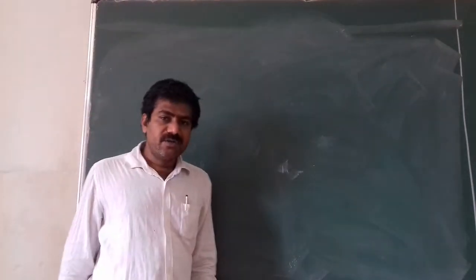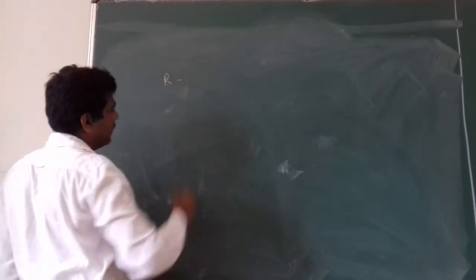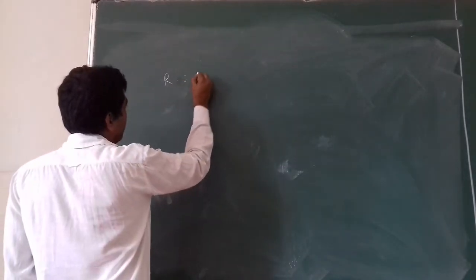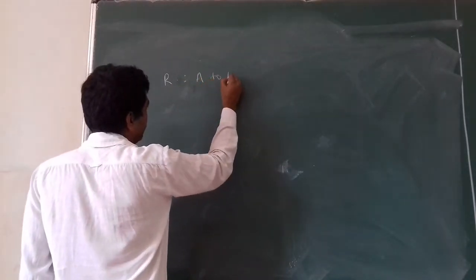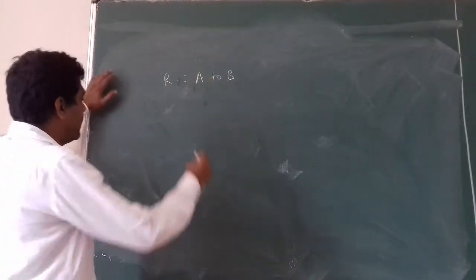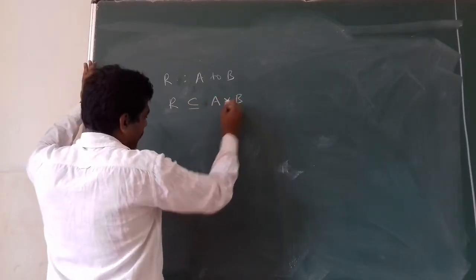We'll see the next part of the relations. Now relations are denoted generally by the capital letter R. Okay. So this means what? R is the relation from A to B. Notation like this: R is the relation from A to B, and R is a subset of A cross B. R is always a subset of A cross B.